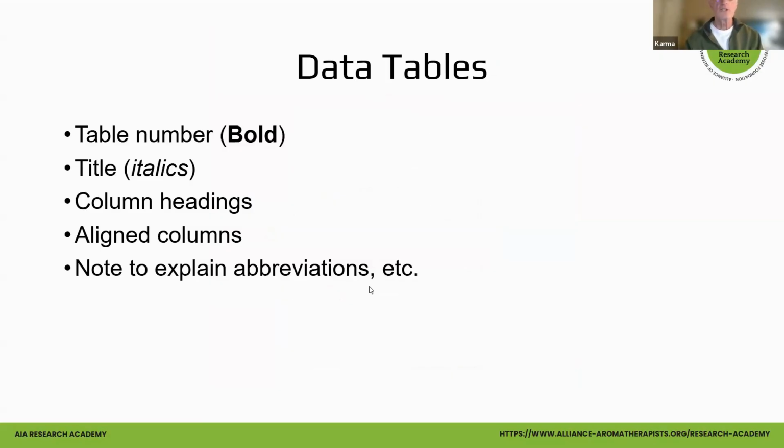Okay, this is just a summary. For data tables, the table number is in bold. The title is in italics. There should be column headings. Make sure you align your columns, and then a note to explain abbreviations, etc.